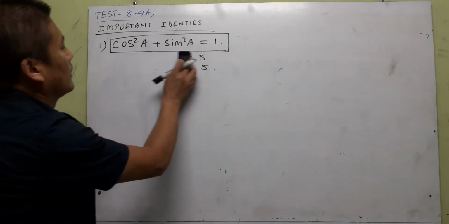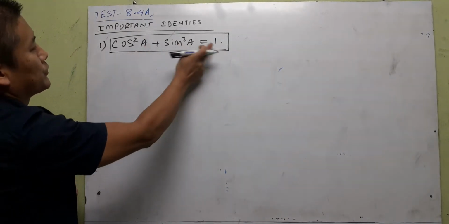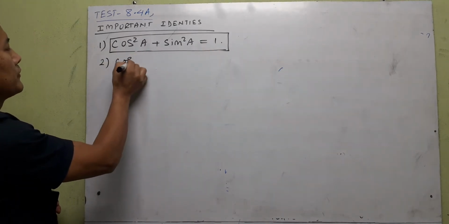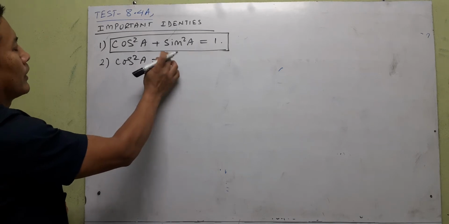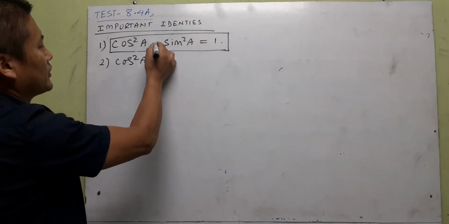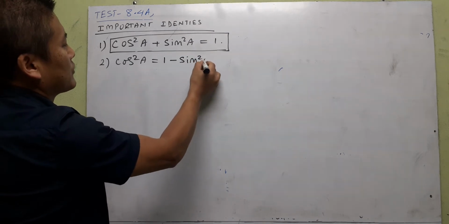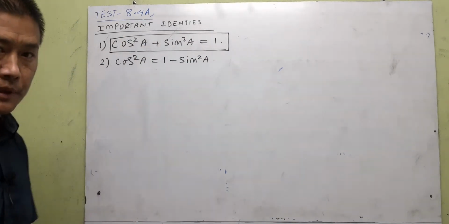So out of this, there are 1, 2, 3 terms. So 2 more can come out. From here only it is derived. So if you write cos square a, and then don't move this 1, and shift this plus sine square a to the right side, it becomes minus sine square a. So that is the second identity that we need to memorize.